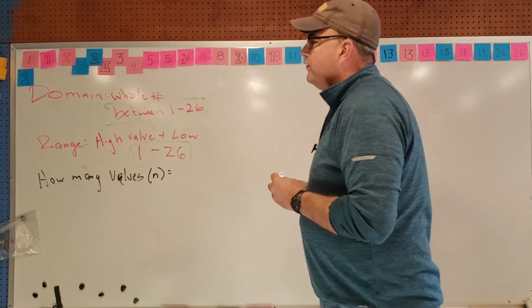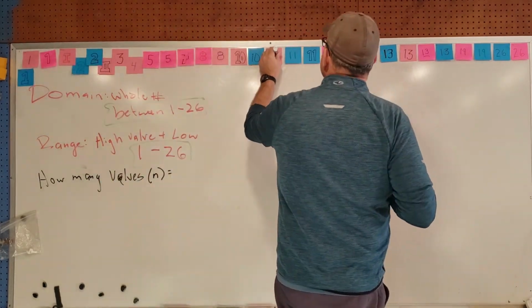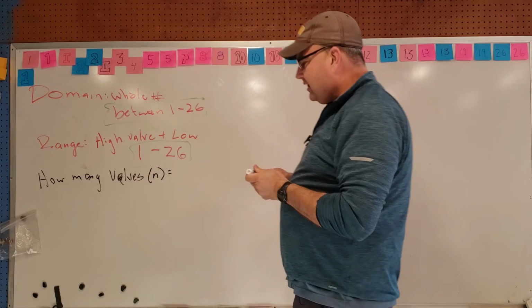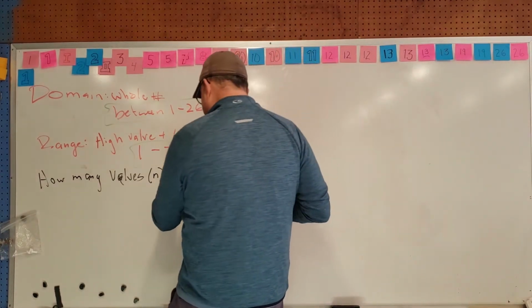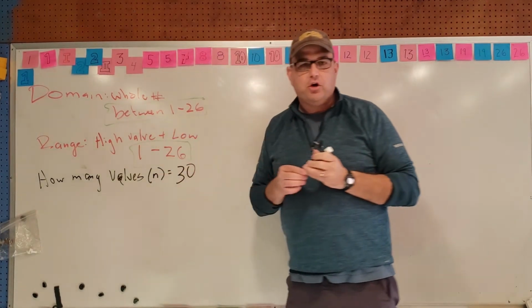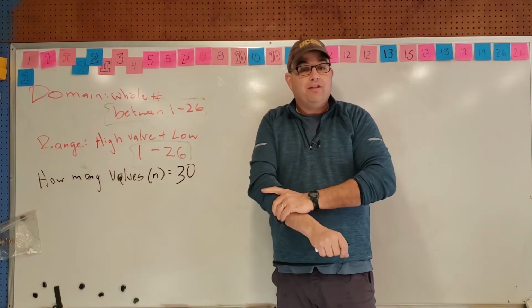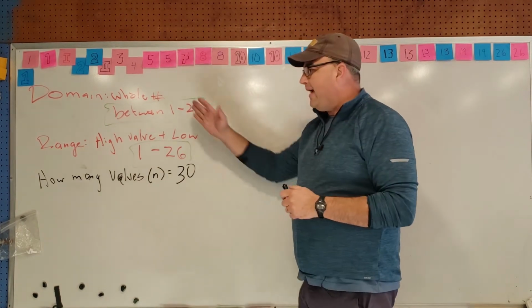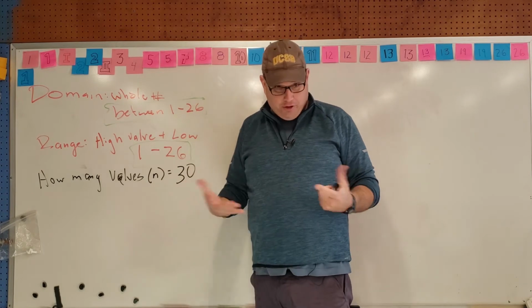And so let's take a look. We've got 30 people in the class, so that's a nice even number. Good for us. Okay, and so our n, the total values that we have, is going to be 30. So we've got our domain, we've got our range, we've got our n value of 30.